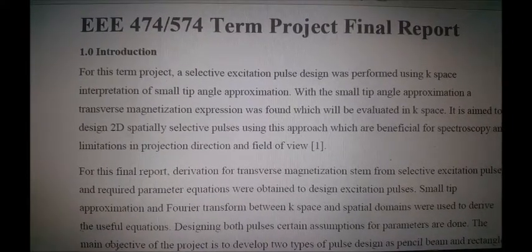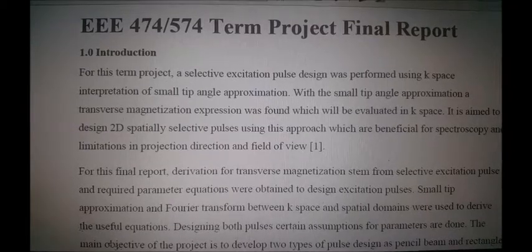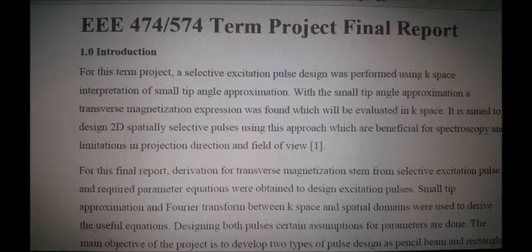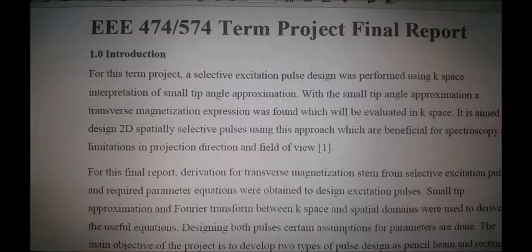The main objective of the project is to develop two types of pulse design, pencil beam and rectangle shaped, and simulate them using MATLAB.